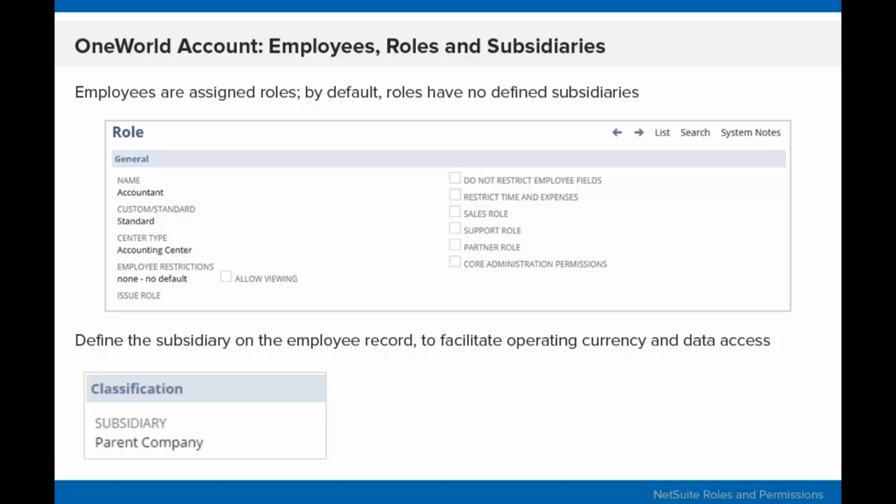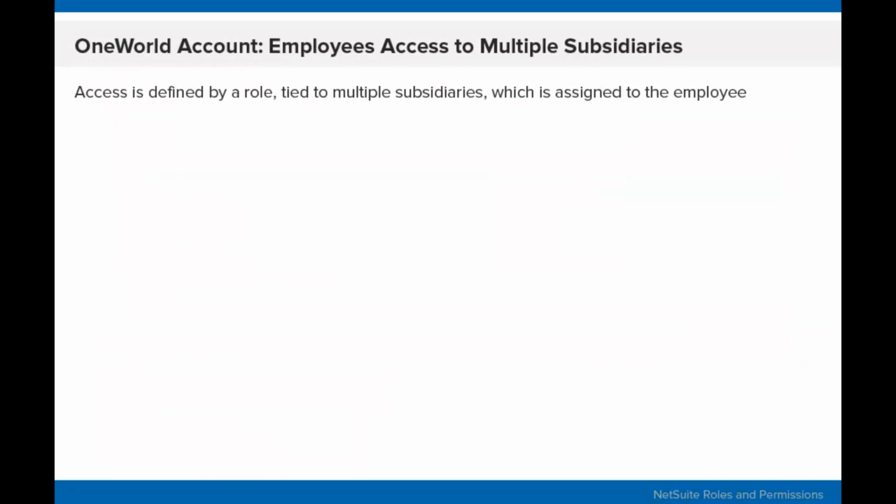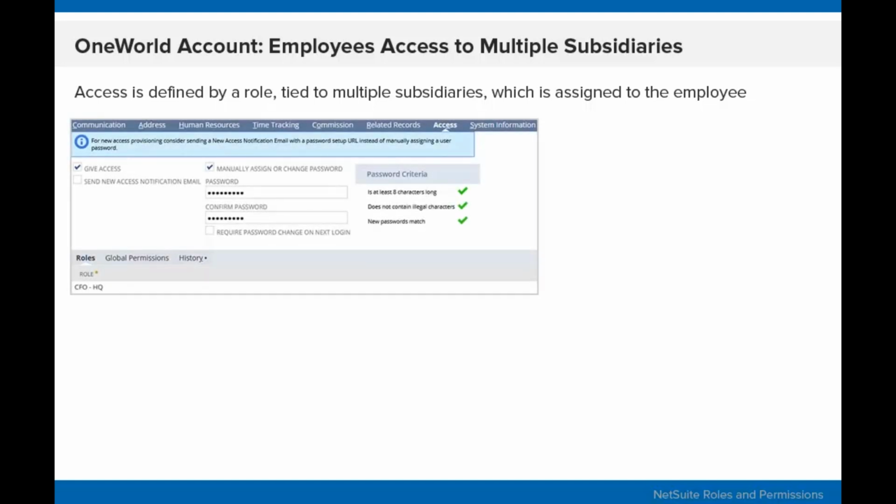Consider the employee who is assigned CFO. The CFO needs to work across all subsidiaries. What needs to be done? If an employee needs access to multiple subsidiaries, create a custom role and select the required subsidiaries and assign the role to the employee. This will give the employee access to the multiple subsidiaries.